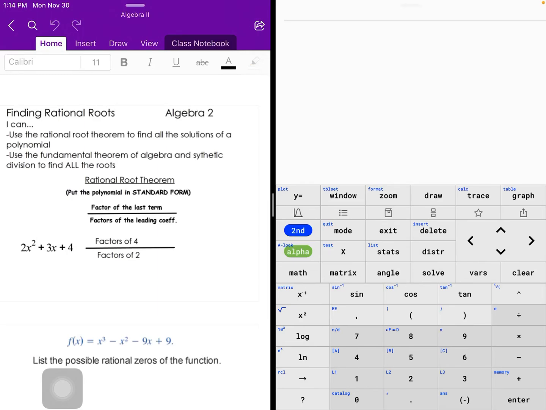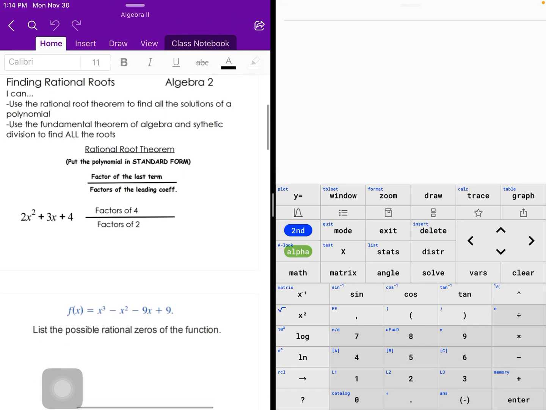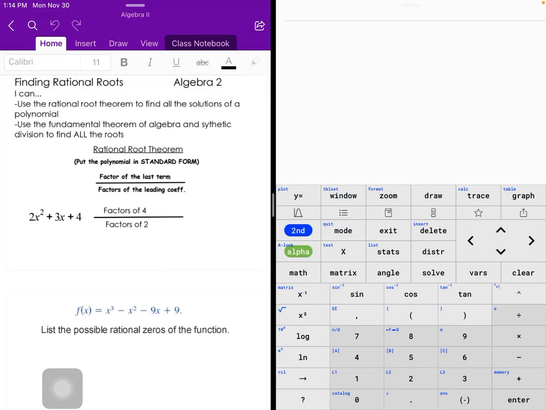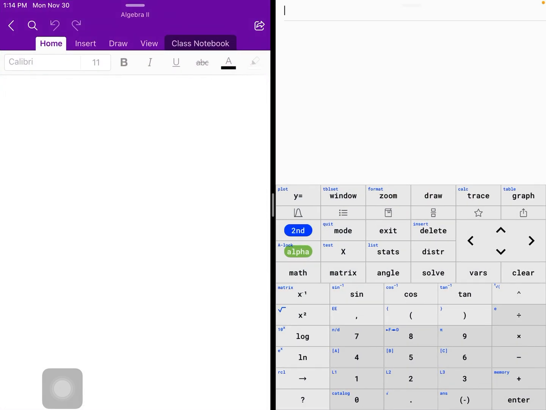Okay, sorry for my screen being extremely small. Hopefully you can make this out. I want to make sure that you see the calculator that goes along with this. There we go. The rational root theorem. So I'm going to get to this real quick.